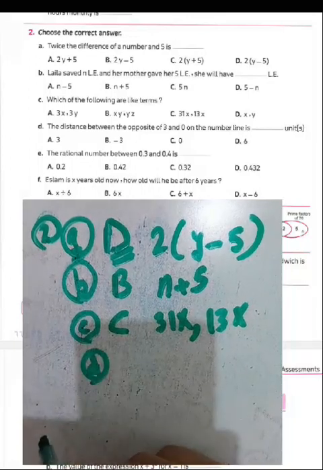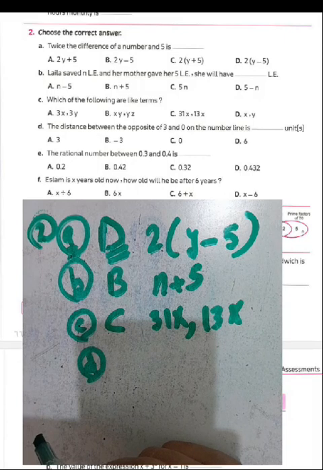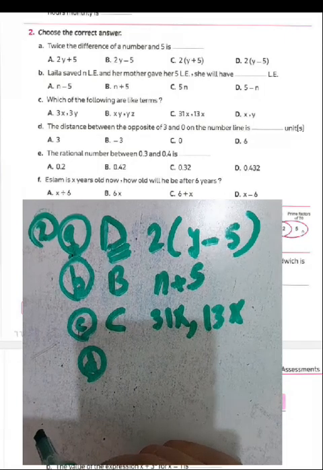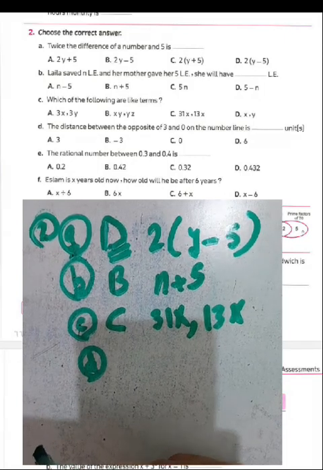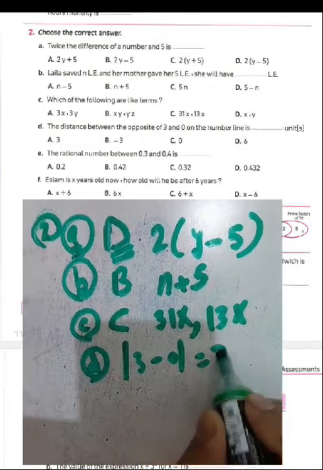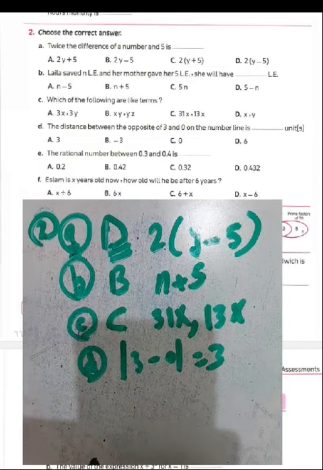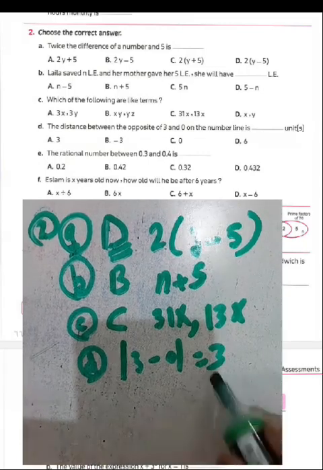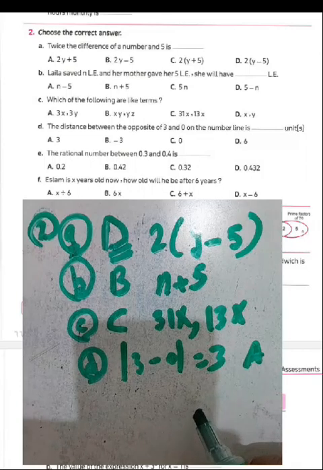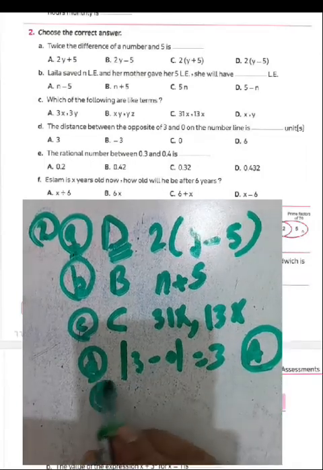Question letter D. The distance between the opposite of 3 and 0 on the number line is blank units. You want to find the distance between the opposite of 3 and 0. We can find the absolute value. It will be 3 minus 0 equal 3. Then the absolute value here will be equal 3. This is the distance between 3 and 0. Choose letter A.